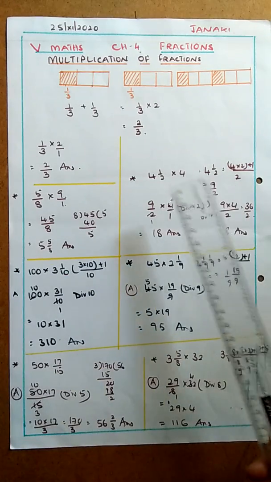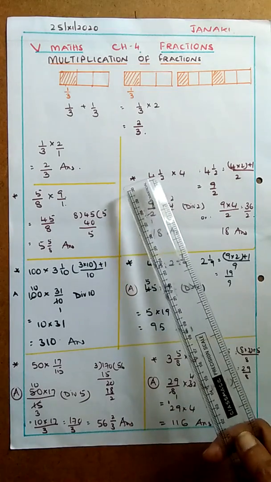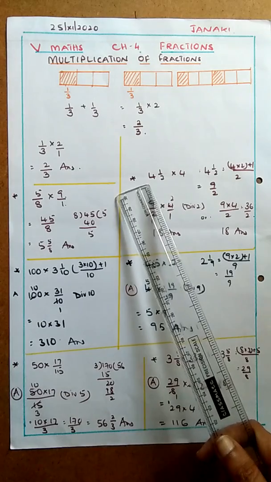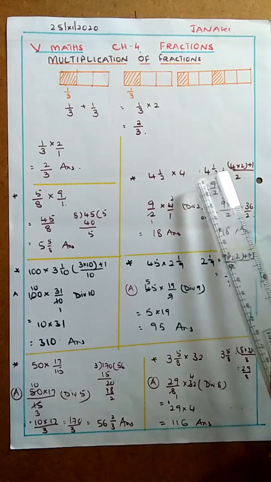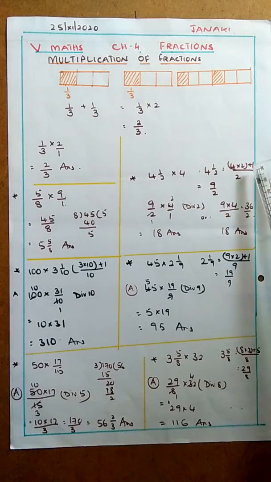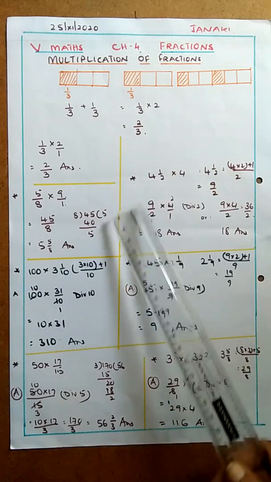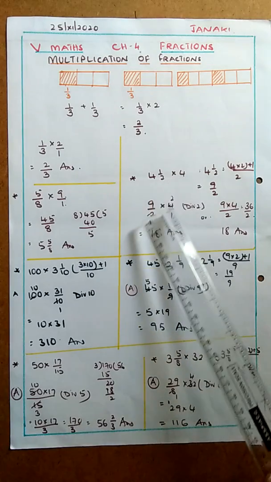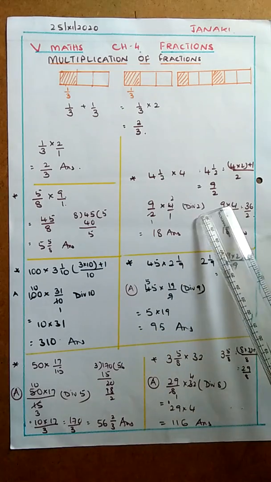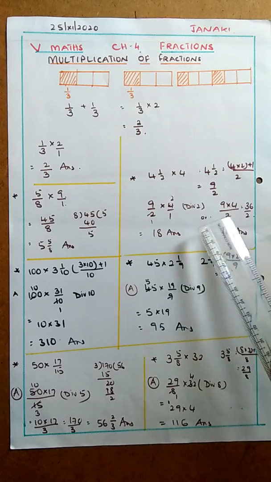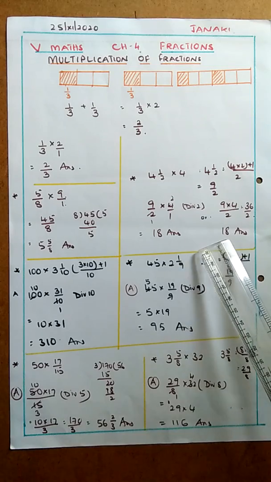Now another one. Here 4 1/2 multiplied by 4. This is a mixed fraction given, so immediately convert it into an improper fraction. I have taken 4 1/2 and converted it into an improper fraction. 4 2s are 8, 8 plus 1, 9, 9 by 2. So now instead of 4 1/2, I write 9 by 2 and multiply it by 4. Now 4 also you write as 4 by 1. Now multiply both the numerators. 9 4s are 36 and denominators 2 1s are 2. So 36 by 2 will give you 18.